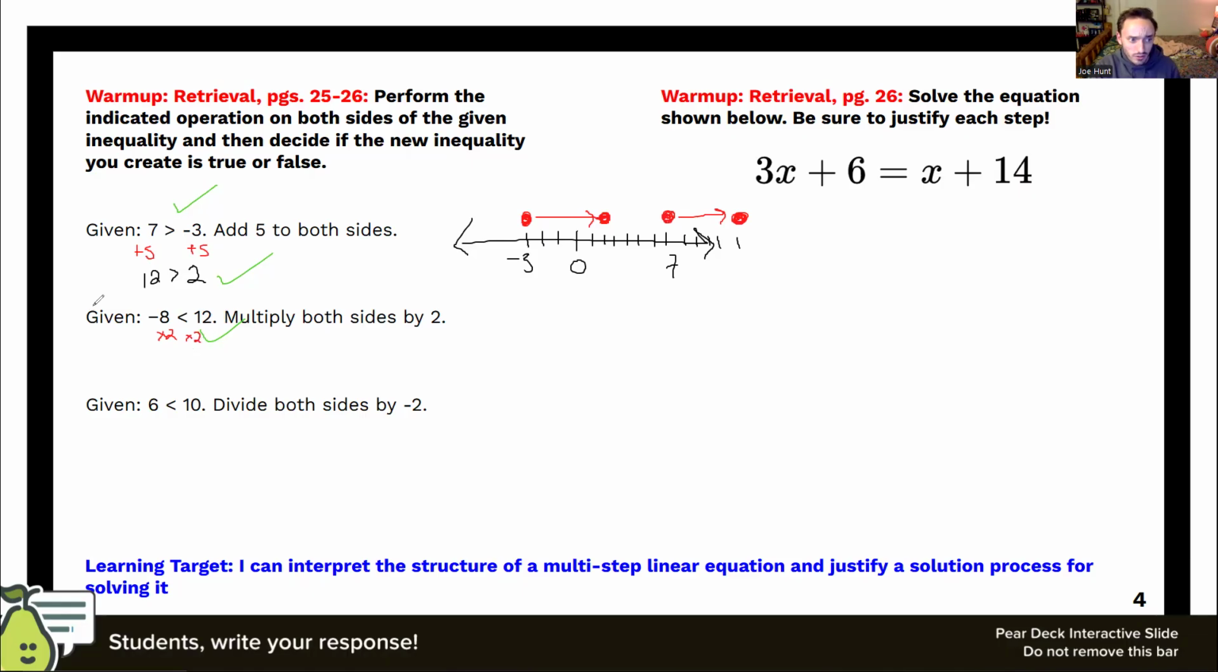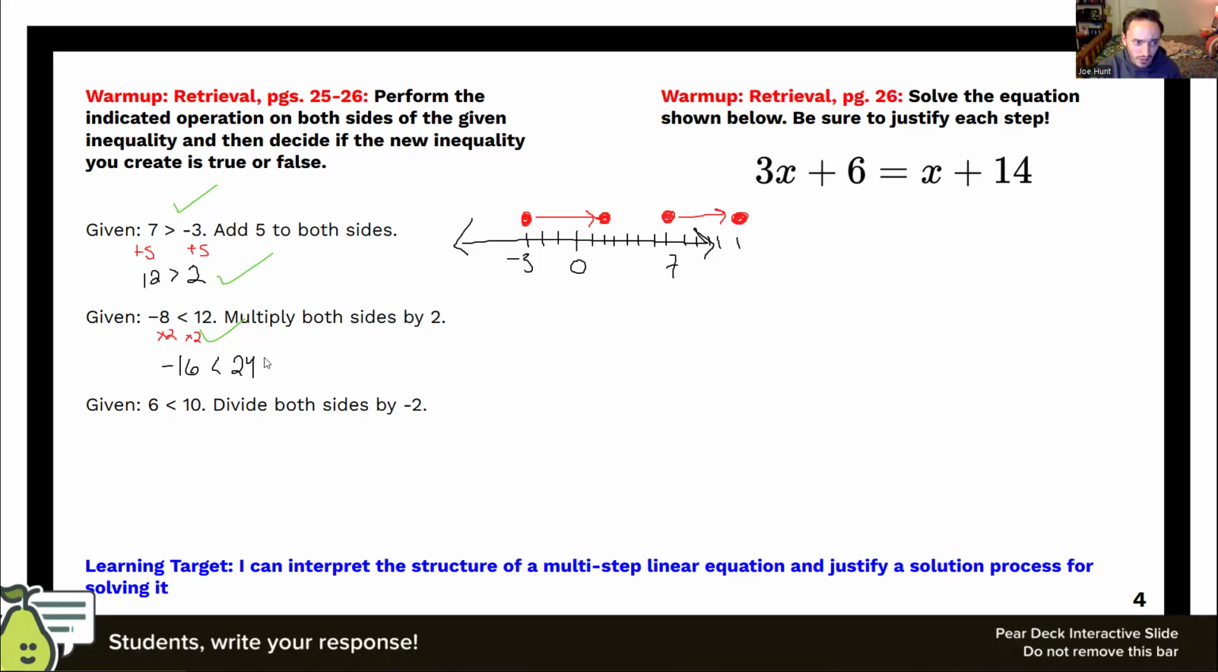Now, what's going to get interesting here is if I double -8, that's suddenly going to become -16, so it's even further off to the left. If I take 12 times 2, that's going to become 24. That's even further off to the right. But the number on the right is still to the right of the number on the left. So the inequality still hasn't changed, right? It's maintained its truth value here.